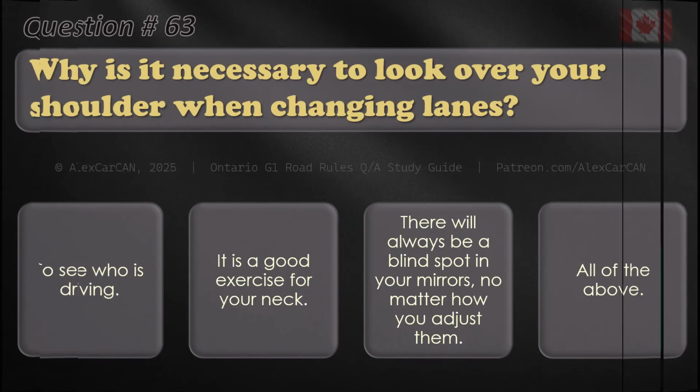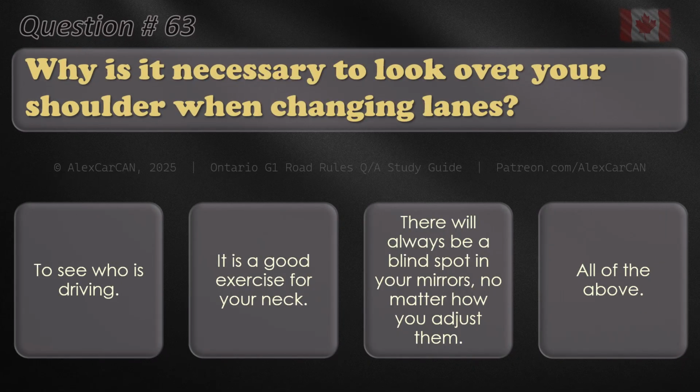Question number 63. Why is it necessary to look over your shoulder when changing lanes? To see who is driving. It is a good exercise for your neck. There will always be a blind spot in your mirrors, no matter how you adjust them. All of the above. The correct answer is there will always be a blind spot in your mirrors, no matter how you adjust them.